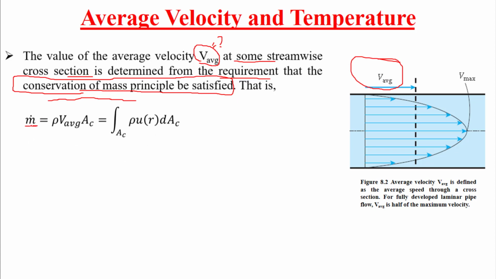Okay, m dot, the mass flow rate, equals density multiplied by V average multiplied by cross-sectional area, or m dot equals, from the definition, the integration over the cross-sectional area, and inside this integration we have rho multiplied by the velocity profile multiplied by the differential area.